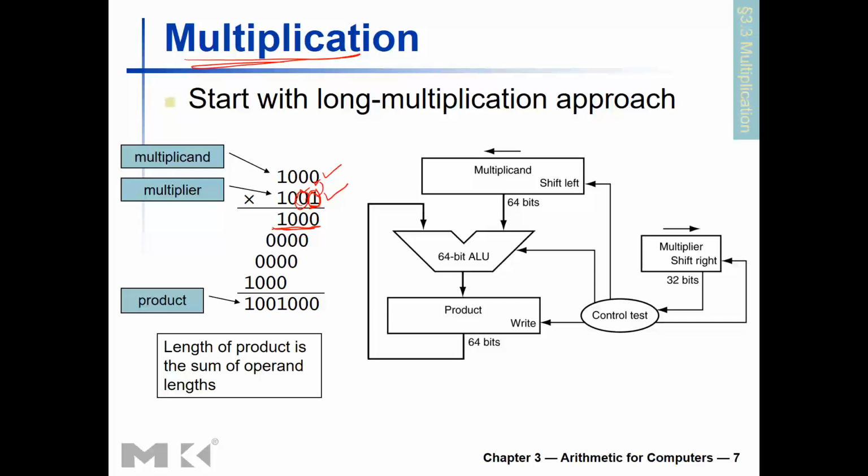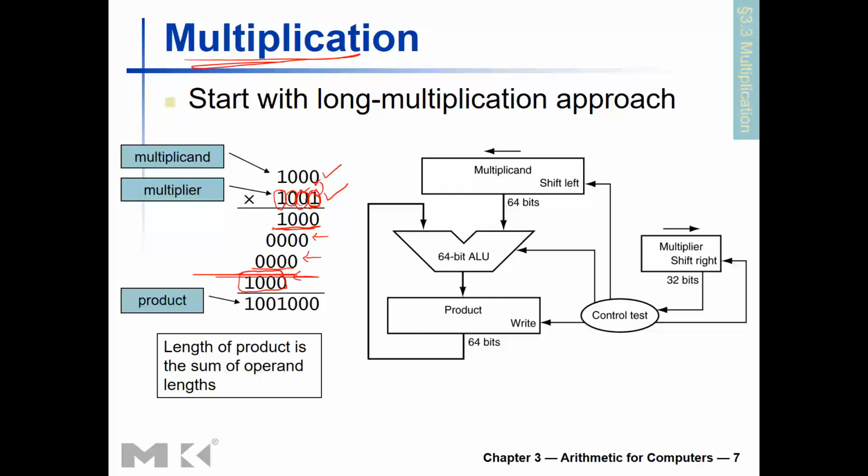Then we move to the next digit, the third digit of the multiplier, which happened to be a 0, and therefore we put zeros here. And then we move to the fourth digit of the multiplier, which in this case is a 1, and we copy the multiplicand. Notice here the shifting that happens in every step.